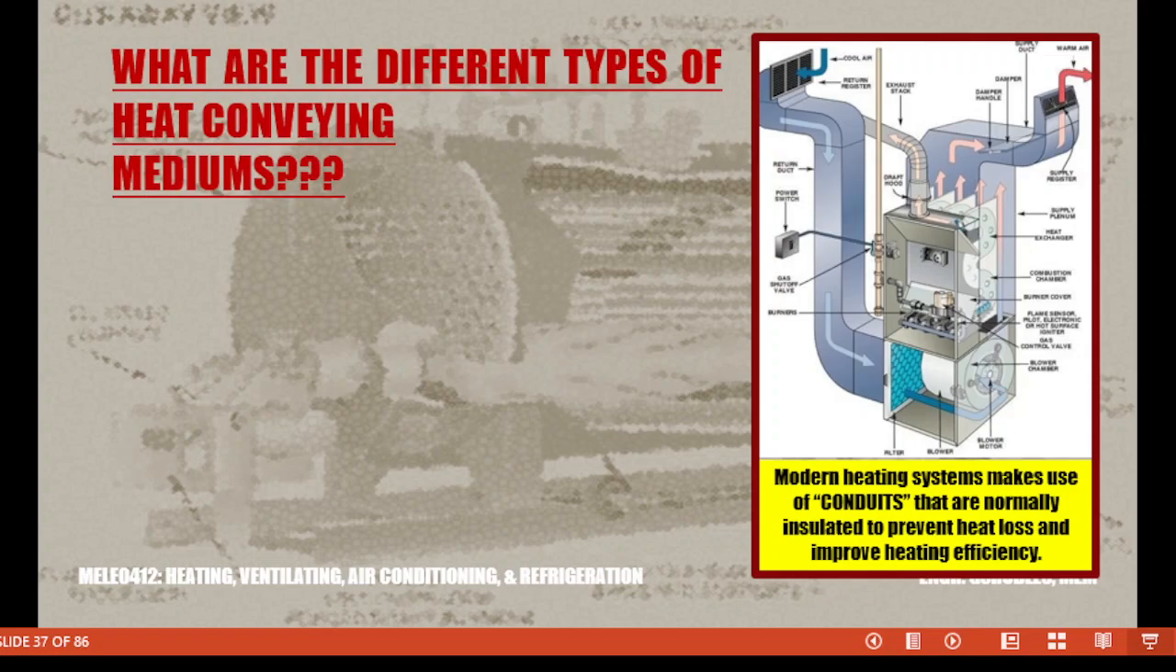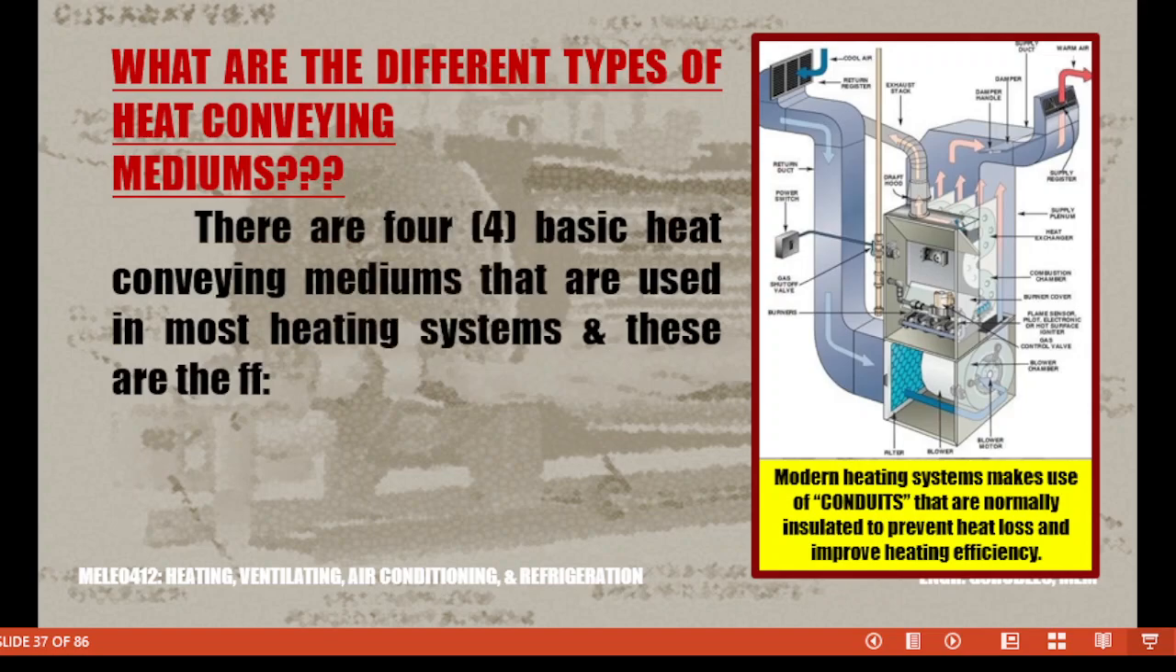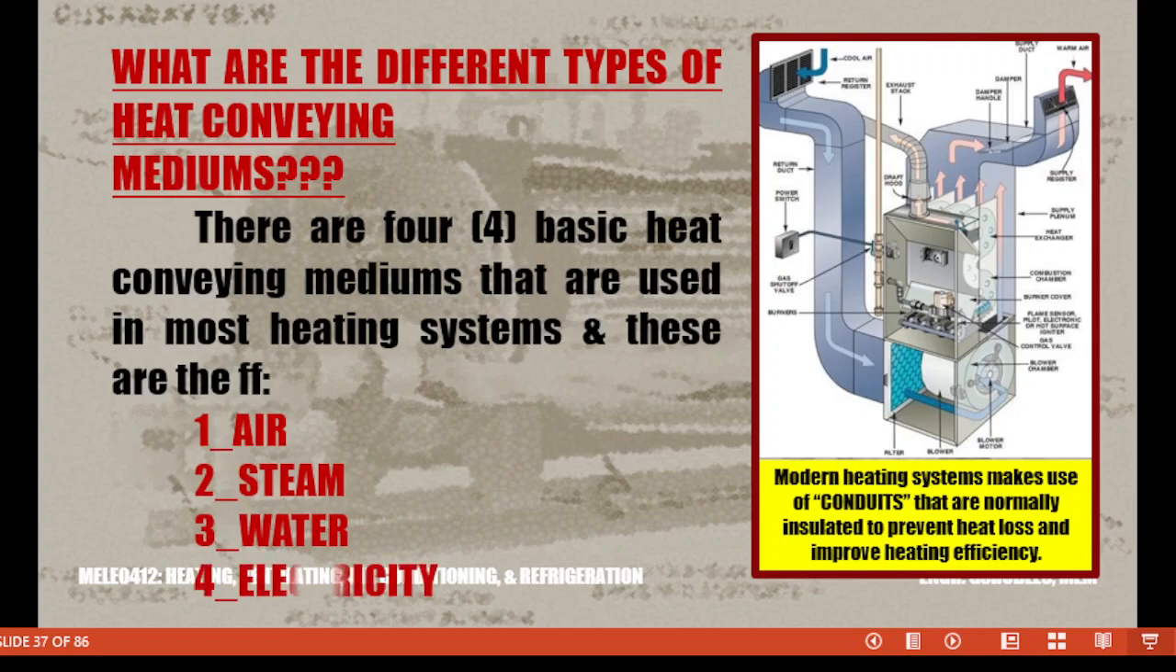So, ano na nga ba itong tinutukoy natin heat conveying mediums? We basically have 4 mediums, and these are the following. First one, pinaka-common is air. Another one is steam. Then, third one is water. Then, another one is electricity. So, basically, yung air as well as water is basically free. It's abundant siya, no? Sa steam naman at sa electricity, kinakailangan meron pa tayong isang device or equipment para ma-convert natin siya as is.